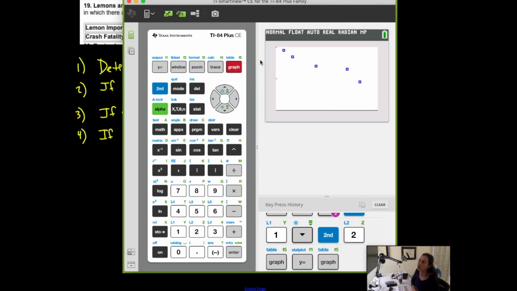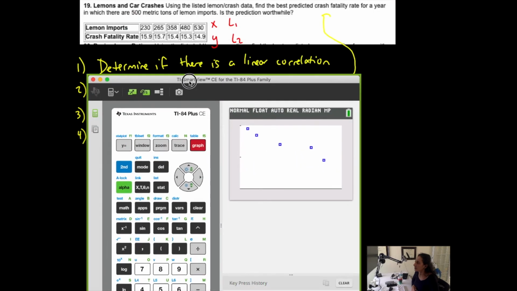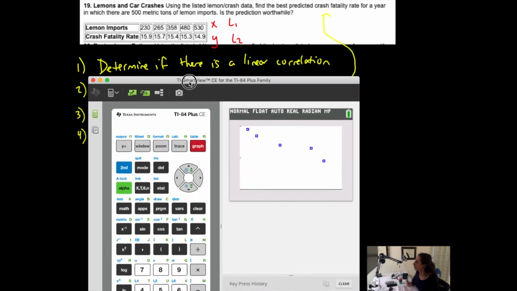This looks like a strong negative linear correlation visually. But let's do it mathematically. Let's actually get numbers and see. So right now it looks like there is a linear correlation and it looks negative. But let's see.